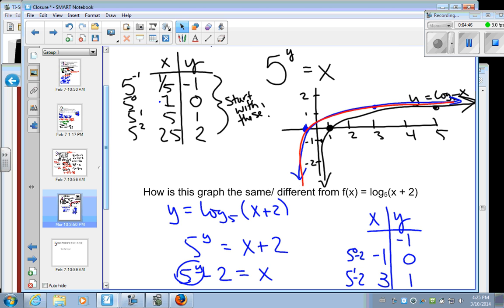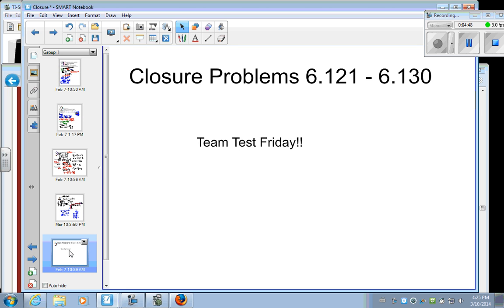Okay, so hopefully that all made sense. Now you can work on the closure problems. There's also some closure problems from chapter 7 that you should work on that we haven't looked at yet. So I'm going to also write those up there.